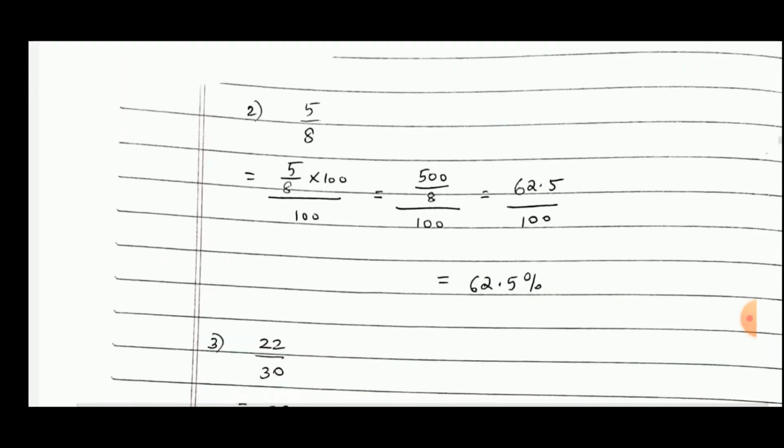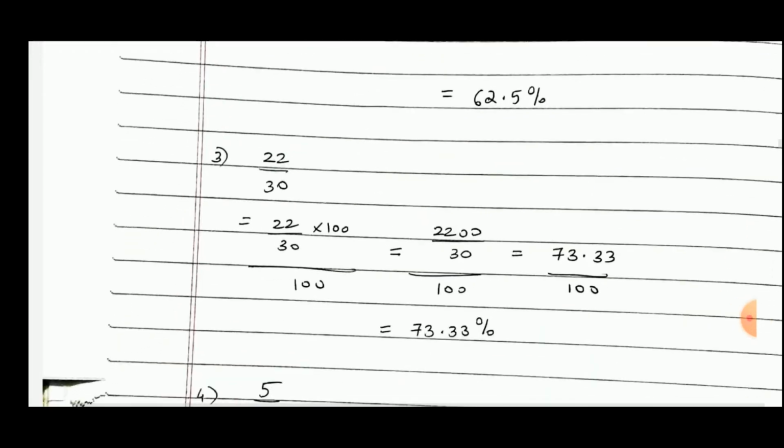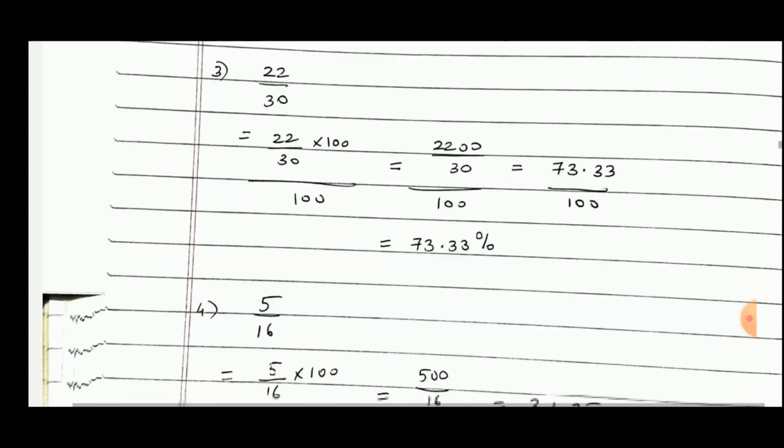Then 5 upon 8. So denominator you take 100 and 5 upon 8 also you multiply by 100. So 500 upon 8 means 62.5%. Then 22 upon 30 is equal to 22 upon 30 into 100 upon 100. So 2200 upon 300, that is 73.33%.